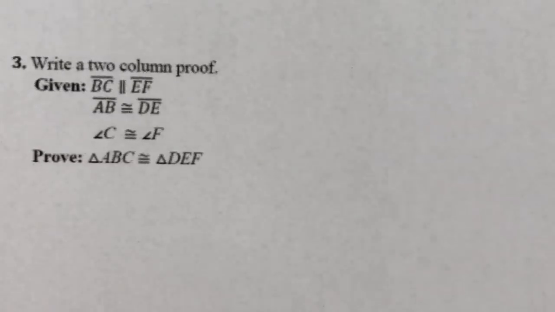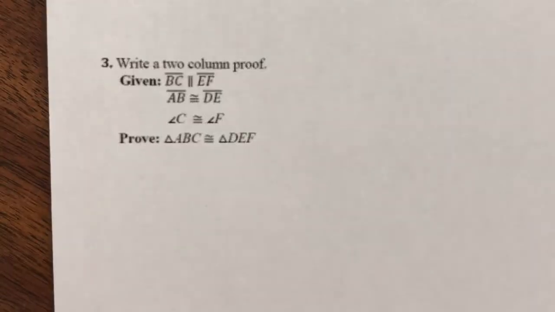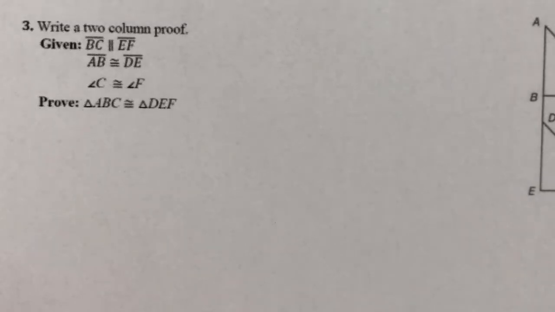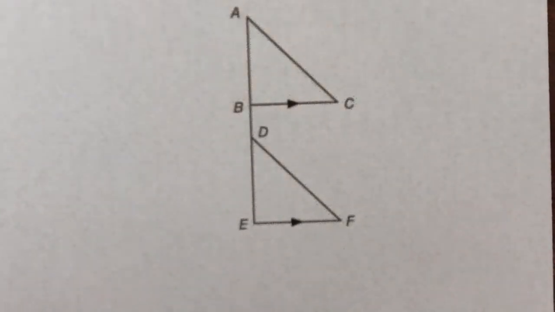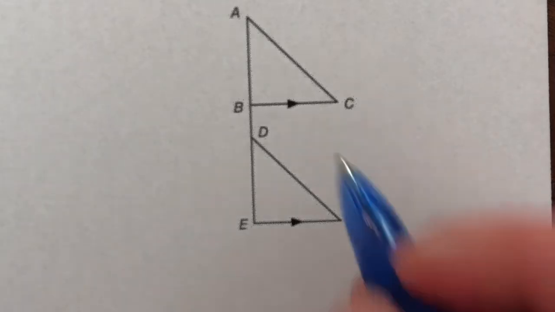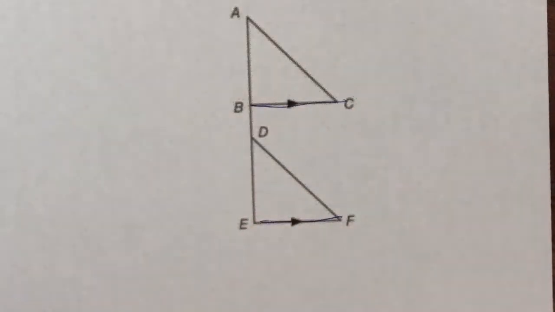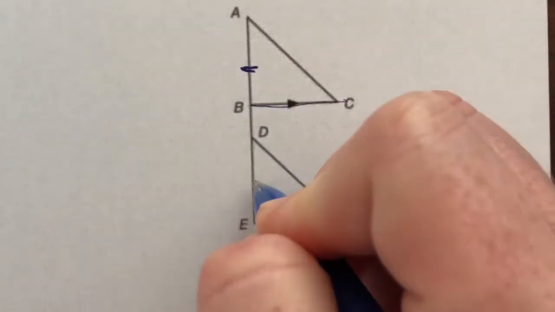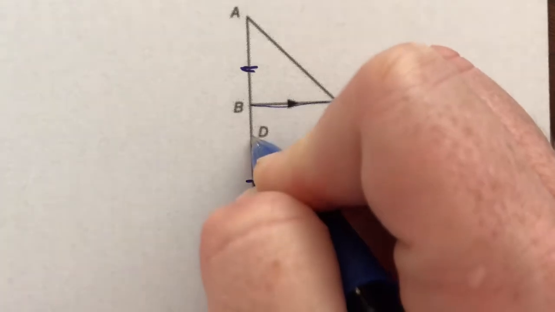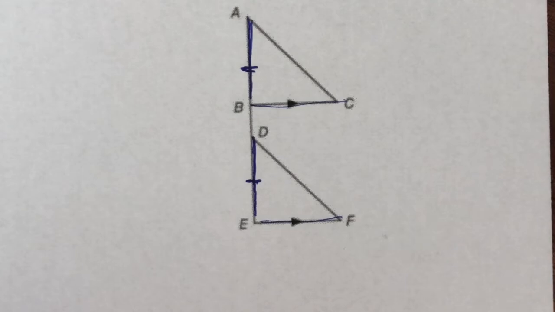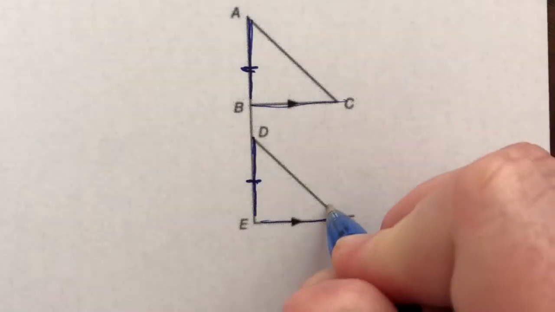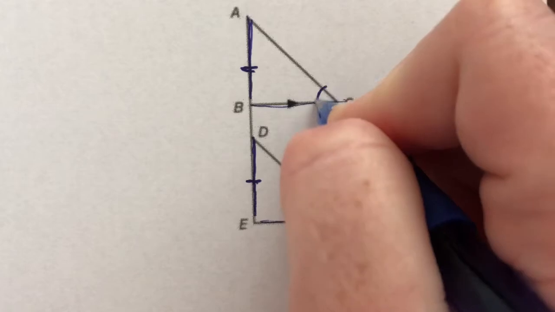Let's do a 2-column proof. I'm gonna back up just a little bit. All right, so based on this information, I'm gonna read it off. Here's the picture. Not good spacing, sorry. All right, so based on the given for our proof, it says BC is parallel to EF, and it's marked parallel here, with those little arrows. AB is congruent to DE, so this line on this triangle is congruent to this line on this triangle. And angle C is congruent to angle F. So here's angle F, here's angle C.